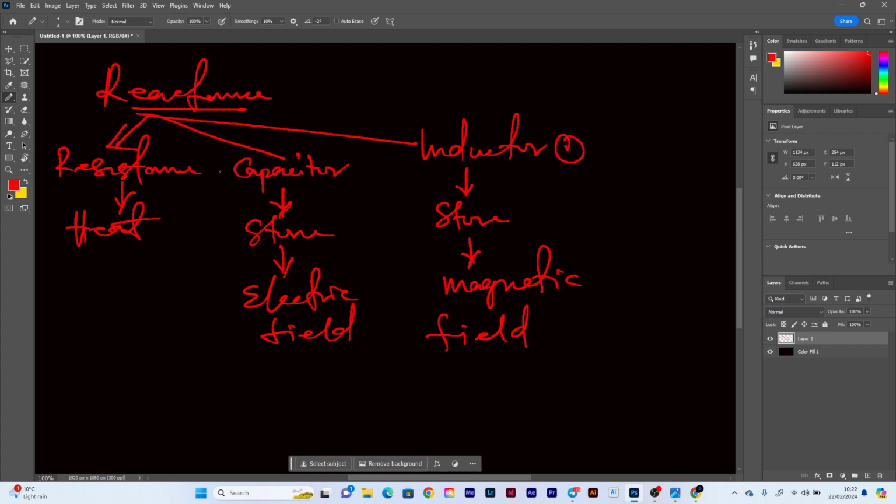The energy created by the electric field is stored by the capacitor. Is it clear? Yes, sir. Fine. So when you now talk about reactance, reactance is the opposition offered by either a capacitor or an inductor or both of them.